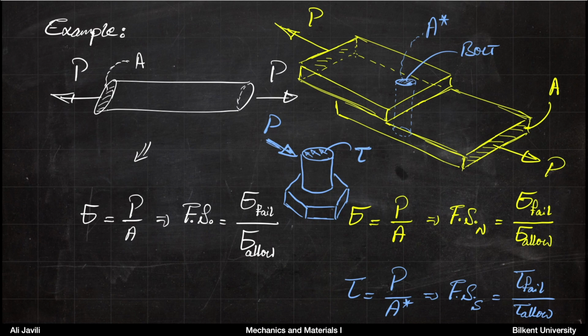Okay, so basically this example shows you that if you have multiple parts in the structure, then you have multiple factors of safety. And maybe for some reason some of them are very large, and some of them are not so large, but eventually the factor of safety for the whole structure would be the smallest number that you get. Because that shows the weakness of the structure, or the part that is most vulnerable in your design.